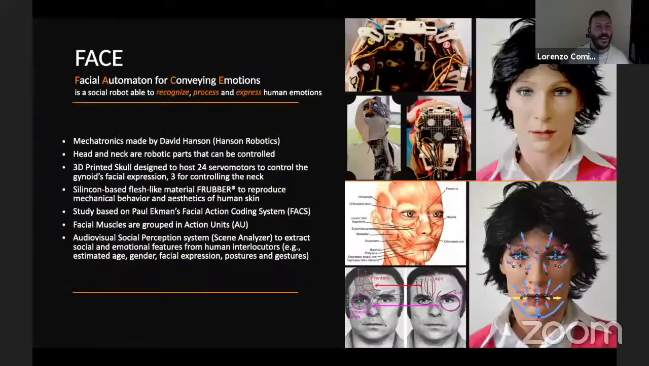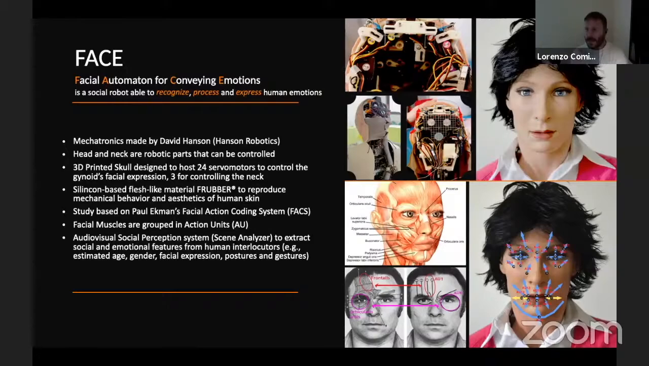The materials are also important. She has a material called rubber, a silicon-based flesh-like material studied to reproduce the mechanical behavior and the aesthetics of human skin. The study of the movement of facial expressions is based on Paul Ekman's Facial Action Coding System. The facial muscles are grouped in action units, and we reproduce the movement of an action unit with one or two servo motors inside the head.